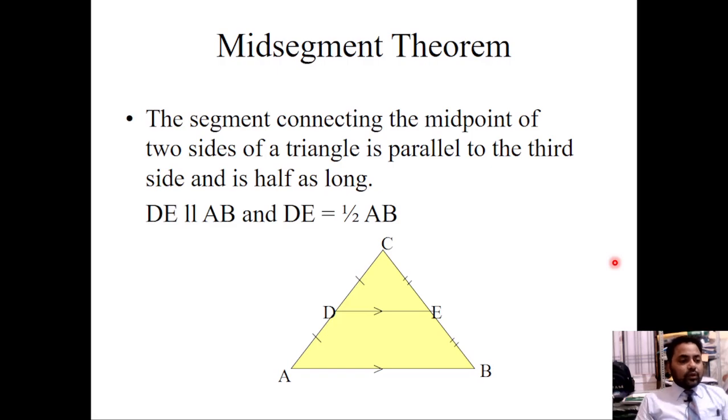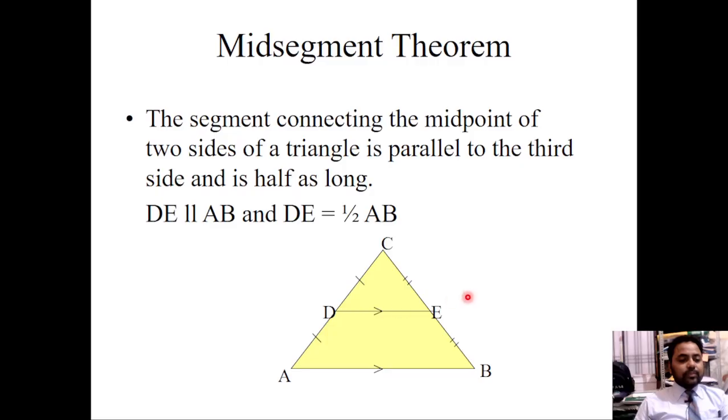This point is very important: the segment connecting the midpoints of two sides of a triangle is parallel to the third side and is half as long. Here this is given, DE is parallel to AB, and DE will be half of AB. DE is equal to half of AB.